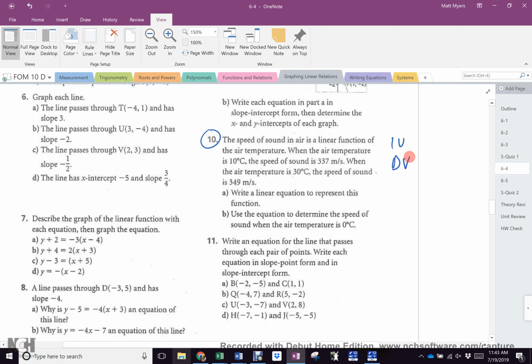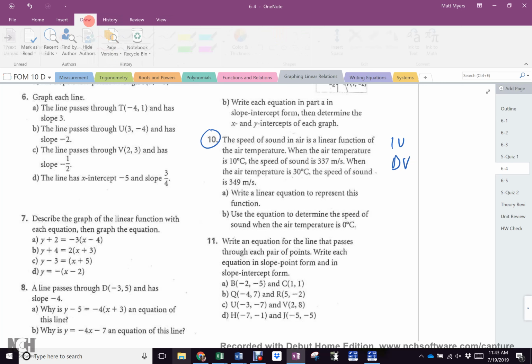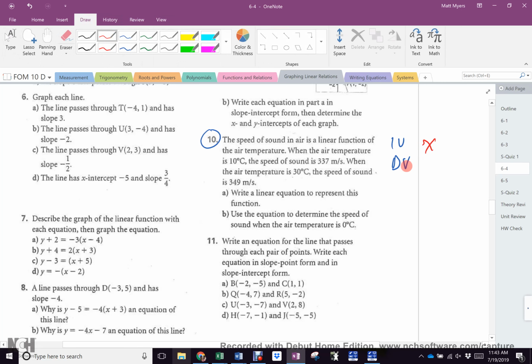But IVs are what? Where do we measure IVs? On the x-axis. Where do we measure DVs? On the y-axis. So even though it's not X and Y, it really is what? Right. The question doesn't say X and Y anywhere, but we know that whatever this DV and IV are, there's your X and your Y, right?